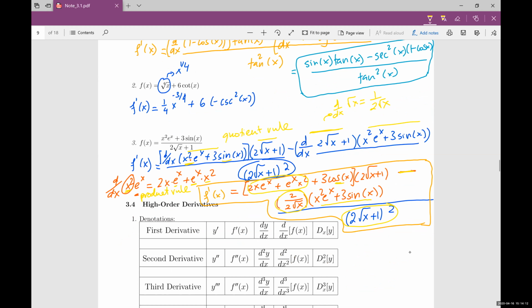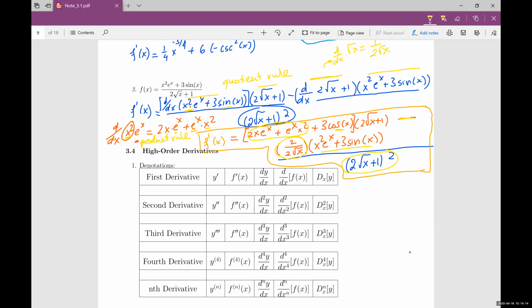And the last part of this section is about higher order derivatives, right? I just want to talk about the notations and higher order derivatives. So we've been finding the first derivative of a function: y prime or f prime of x, dy/dx, df(x)/dx, right? And then once you have the first derivative, you can take the derivative of the first derivative to find the second derivative. And these are the notations for the second derivative.